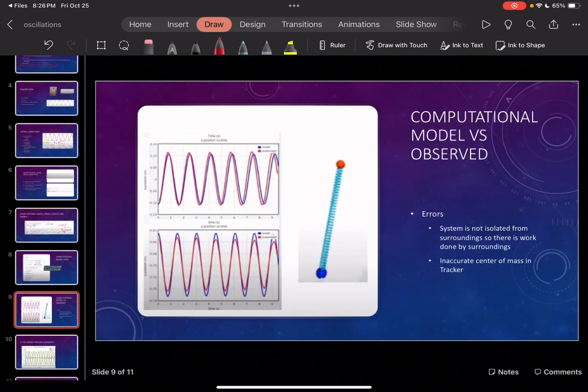So we can see that our computational model differs a little bit from what we had in our observed. And so some reasons why, some sources of error would be the system is not isolated from the surroundings, so there's work done by the surroundings that was not necessarily taken into account. And there's also inaccurate center of mass in tracker, as in tracker you have to put in every exact observed point as you find it, and that can be hard and can cause many points of error.